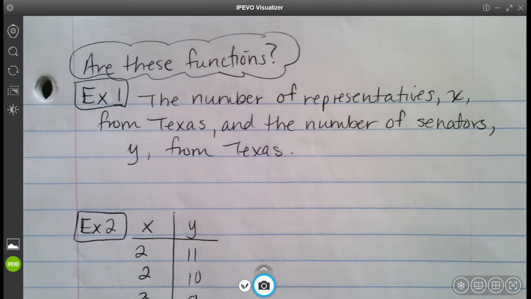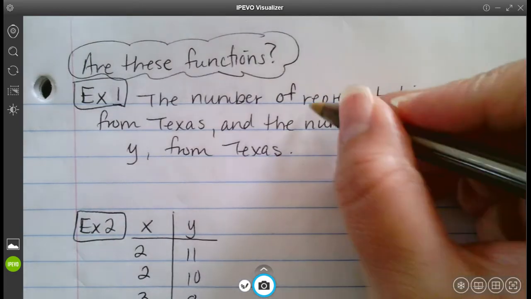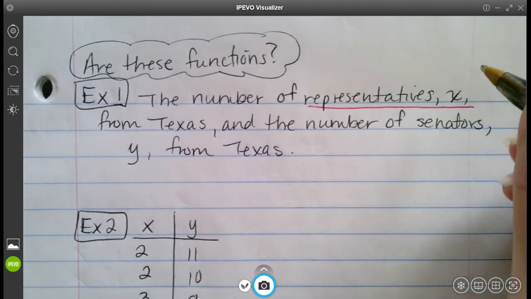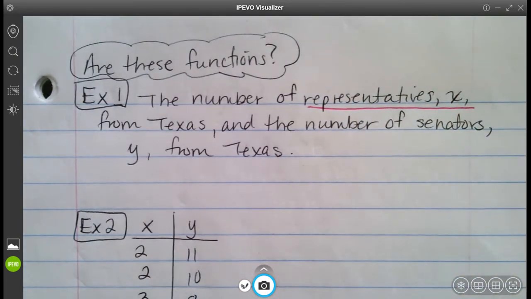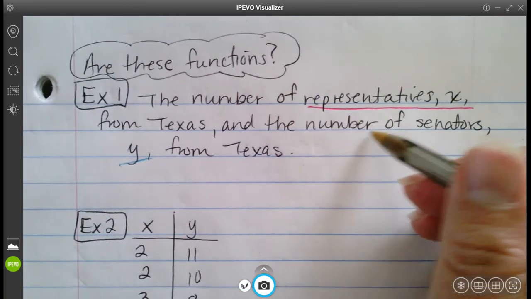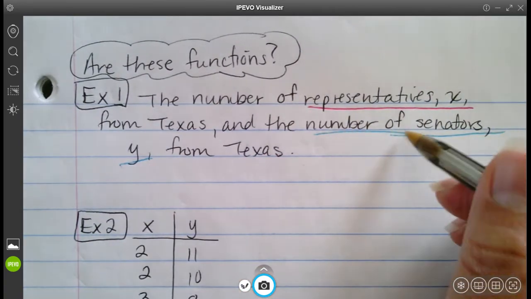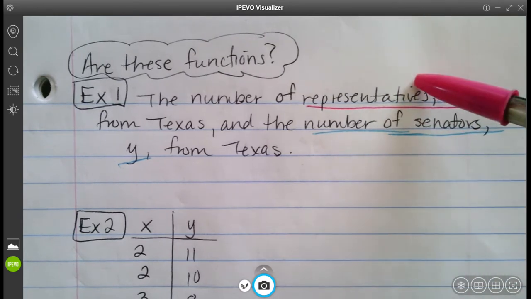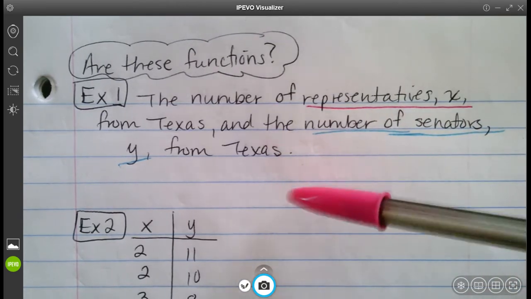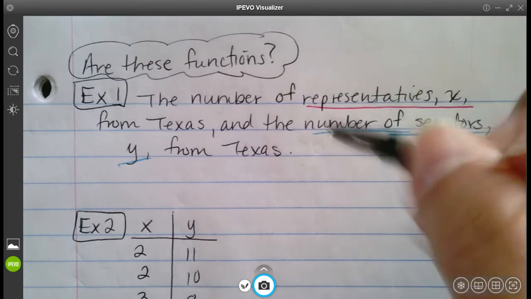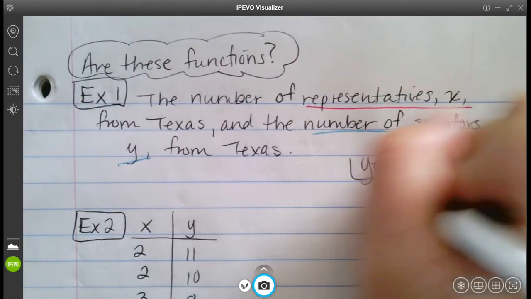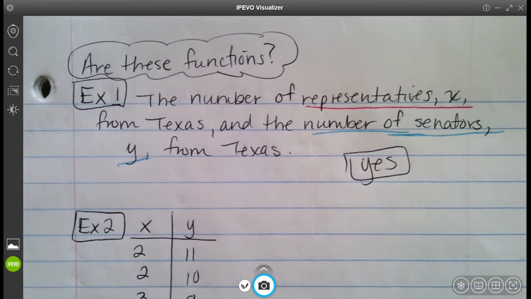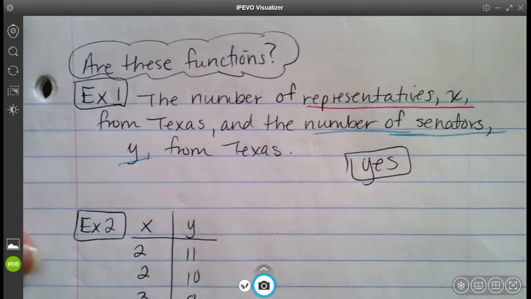So example number 1 says the number of representatives x, so this is our domain part, right, our input, from Texas, and the number of senators y from Texas. Because it's not giving us a specific value of x or y, it's just saying these groups, we can say that this is a function because one of the representatives might be matched to one of the guys in the Senate. Okay, so I'm going to go ahead and say yes for this one. Okay, there's an example of a verbal description.